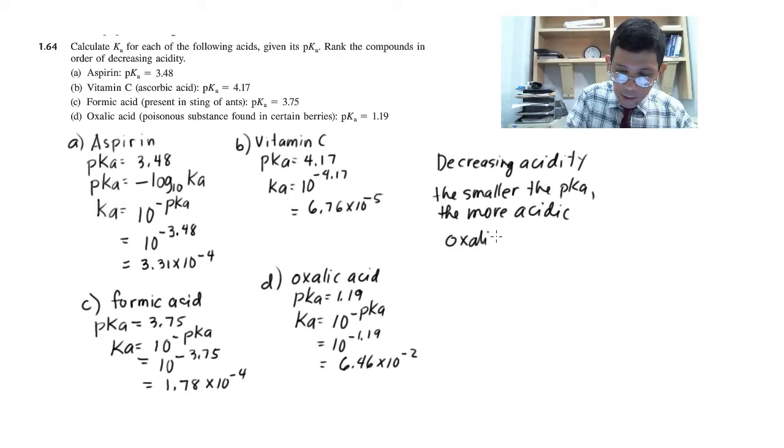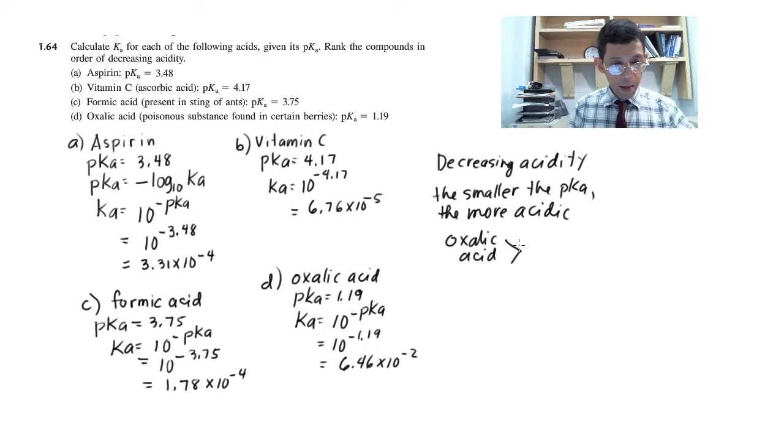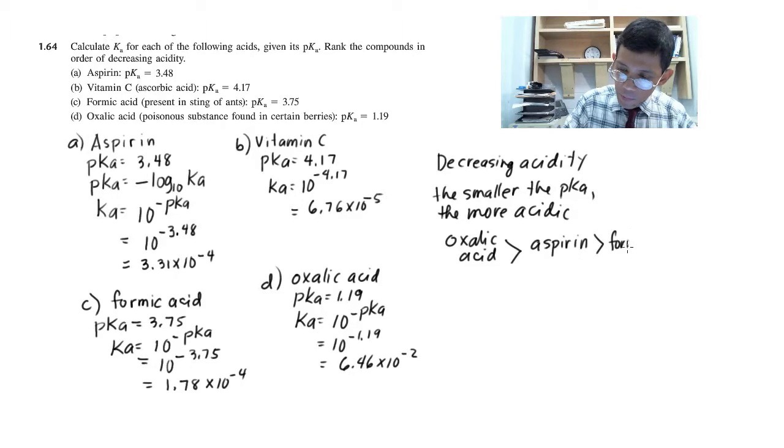So oxalic acid is the most acidic, and the next most acidic would be aspirin, and then the next one is formic acid, and the least acidic is vitamin C.